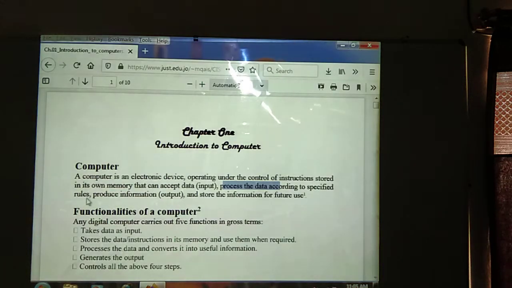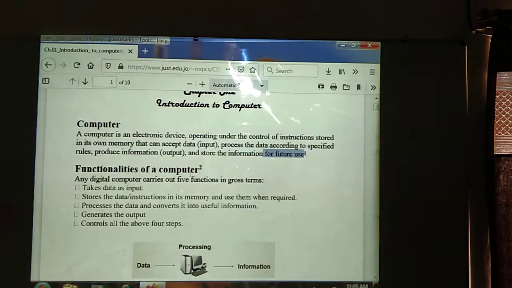And accept the data, process the data according to the specified rules. After that, producing the information and storing the information for the future use. See here, in the future use, if you want to see that particular output, where we need to store? Here we are going to be using the secondary memory. We can see what is the primary memory, what is secondary memory later on.